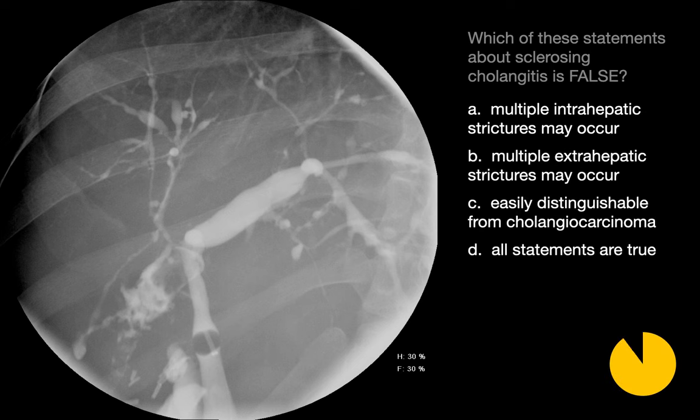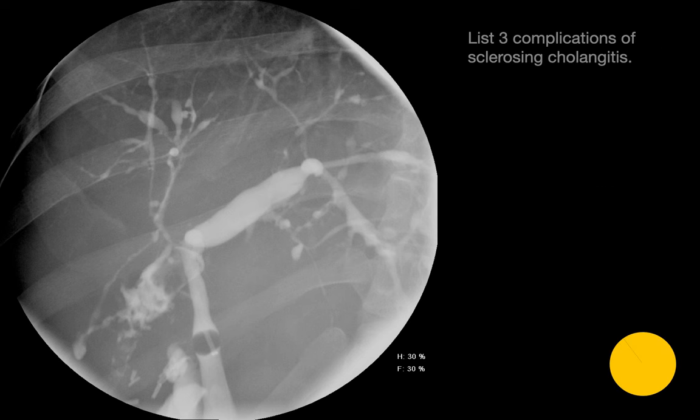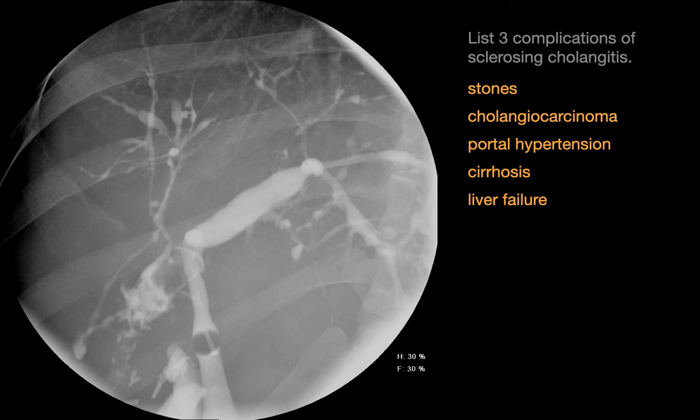Which of the following statements about sclerosing cholangitis is false? The false statement here is C. Statements A and B are true, and sclerosing cholangitis and cholangiocarcinoma are often very difficult to distinguish from each other on imaging. List three complications of sclerosing cholangitis. Complications include stones, cholangiocarcinoma, portal hypertension, cirrhosis, and liver failure, often potentially requiring liver transplant. Median survival in patients with a sclerosing cholangitis diagnosis is around 10 years.